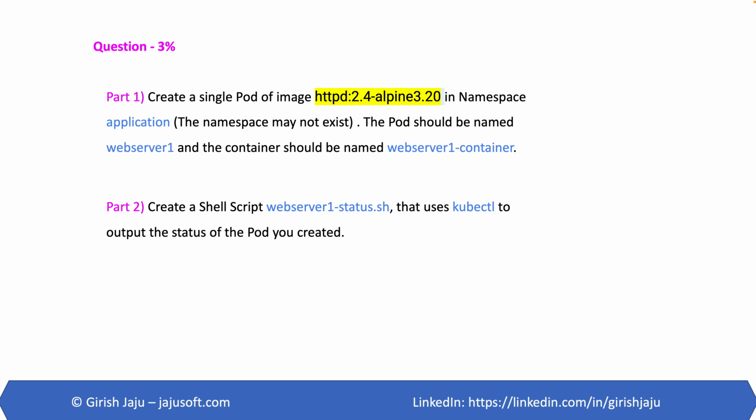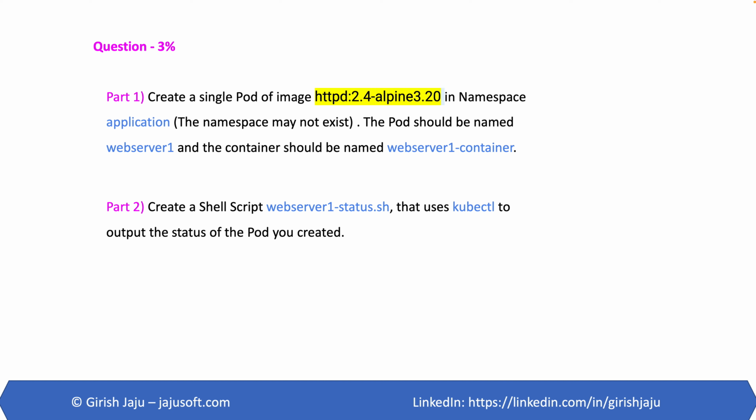This question has two parts. Part 1 says create a single pod of image httpd:2.4-alpine3.20 in namespace application. The namespace may not exist. I added this because the exam may not tell you whether the namespace exists or not. It's your responsibility to check whether the namespace exists. If not, you have to create it.